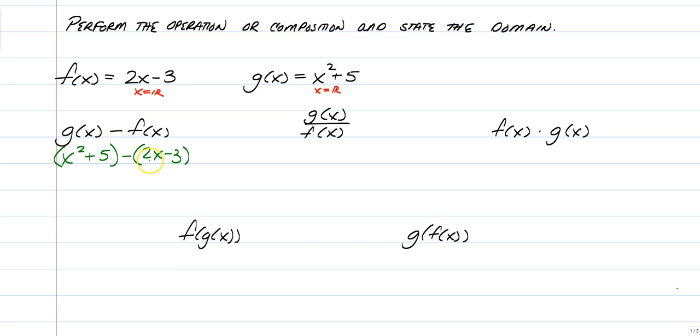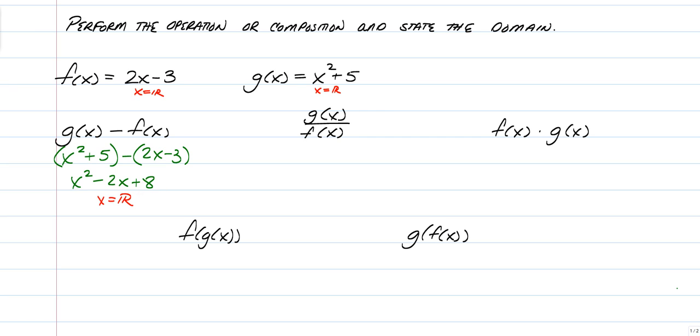This is going to turn into minus a negative. So your answer is just going to be x squared, and then you have minus 2x, and then you have 5 minus a negative 3, which is just going to give you 8. And x squared, x, they have no restrictions. So the domain of g of x minus f of x is also x equals all real numbers.